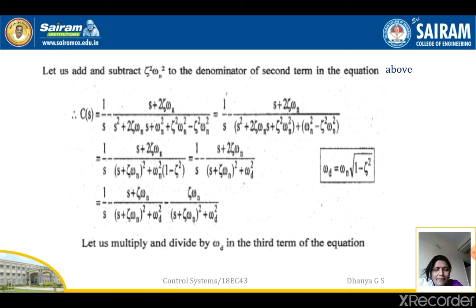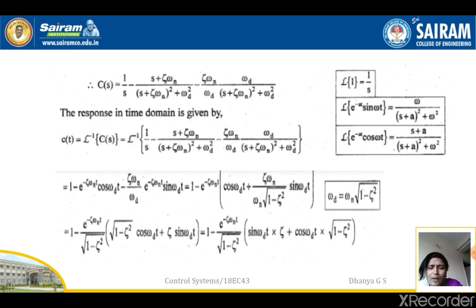Let us multiply and divide by omega d in the third term of the equation, so that we will get it as 1 by s minus (s plus zeta omega n) divided by ((s plus zeta omega n) square plus omega d square) minus (zeta omega n divided by omega d) into omega d divided by ((s plus zeta omega n) square plus omega d square).